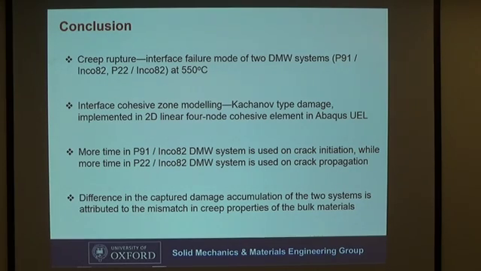And the conclusion: we have simulated the creep rupture interface failure mode in the two dissimilar metal systems at 550 degrees C. And we use the interface cohesive zone modeling with Gaetano type damage in Abaqus UEL. And the result of the two systems is like the previous slides. I don't repeat this. This is not the take-home message. The take-home message is that the difference in the captured damage accumulation of the two systems is attributed to the mismatch in creep properties between the two materials.